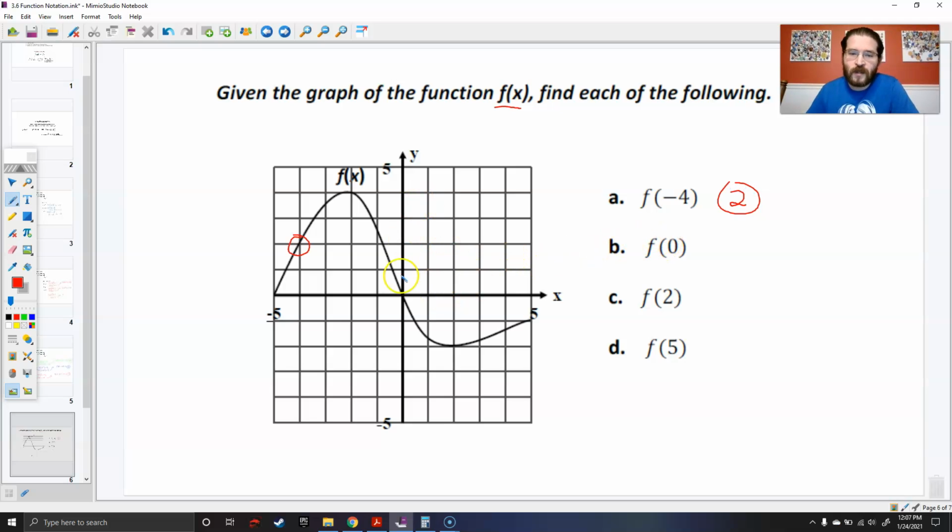What about f of 0? All right, 0, we get 0. Pretty quick, right? What about f of 2? We have negative 2. f of 5, we get negative 1. Super quick when we're given a graph, all right?